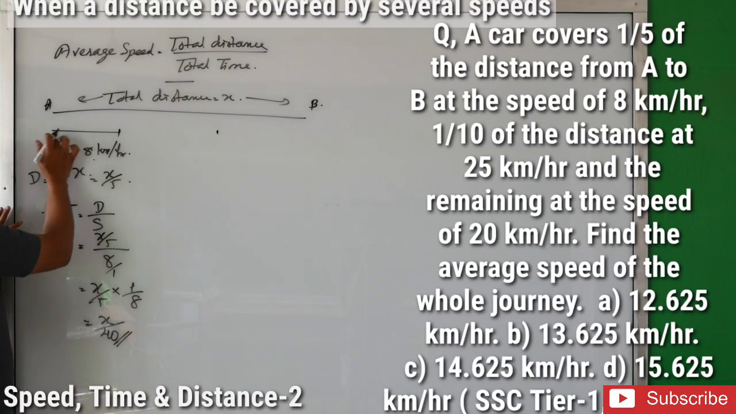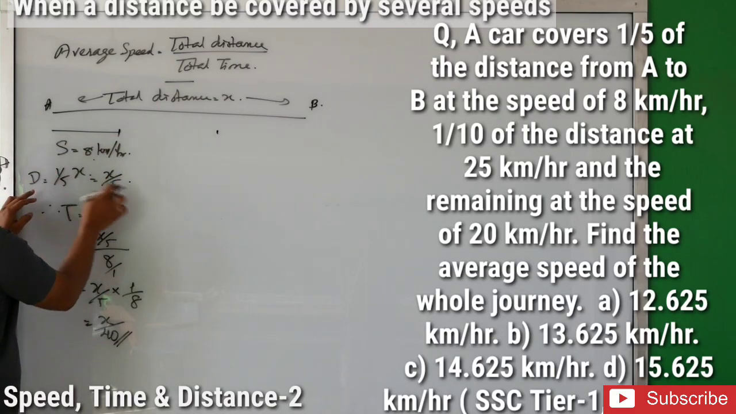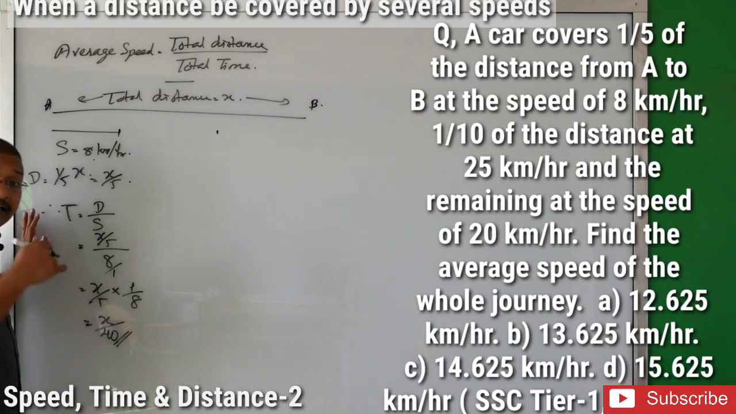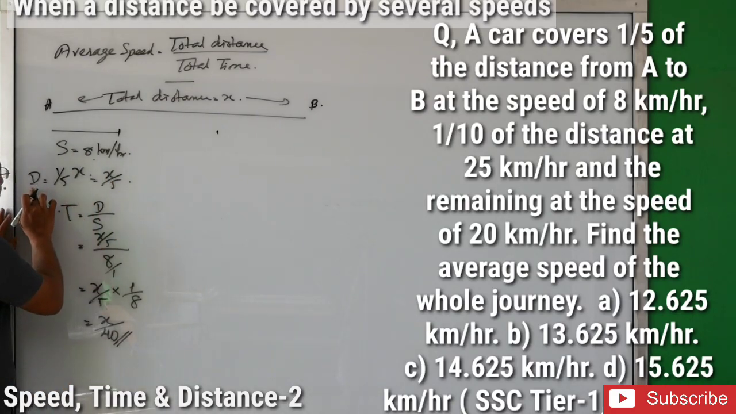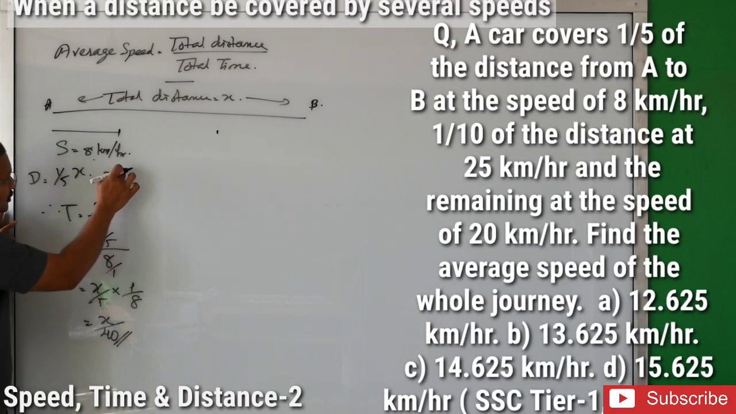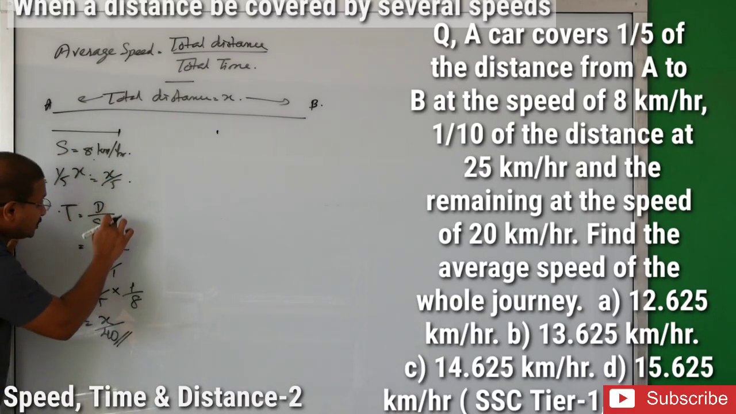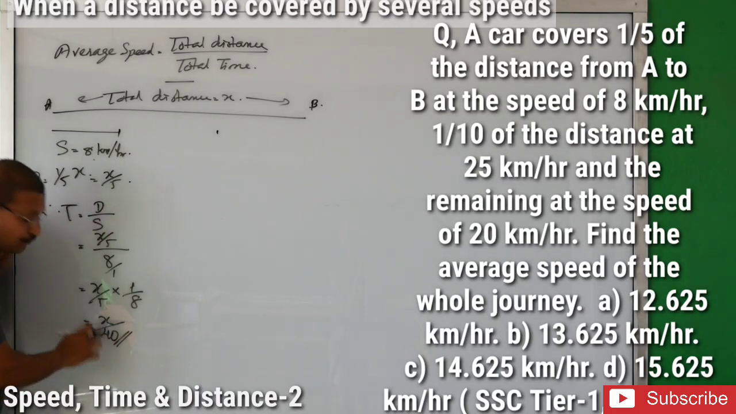See what we have done? In the first part, the car is moving 1/5 of the distance at 8 km per hour. That means distance is 1 by 5x, that means x by 5, and the speed is 8. From here, time equals distance by speed. So, we got x by 40.